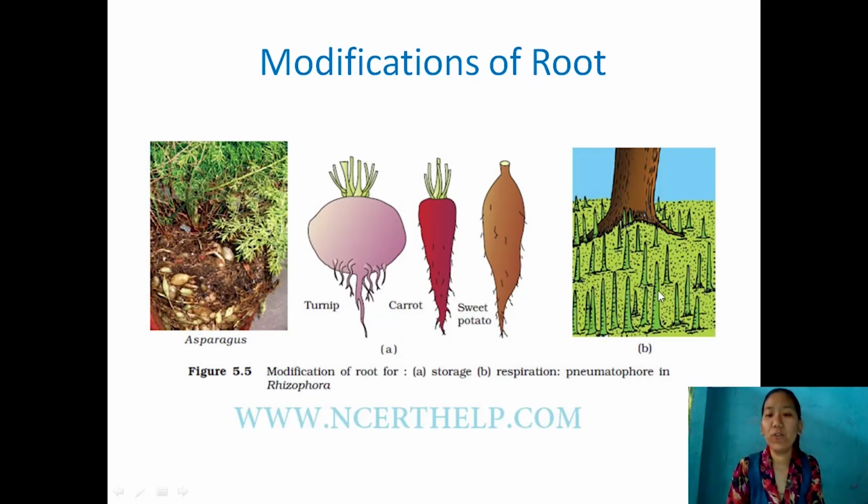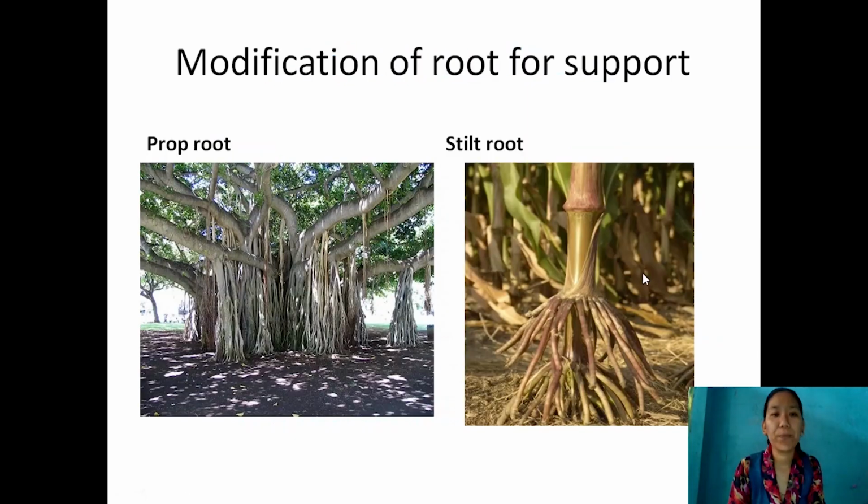So these pneumatophores are negatively geotropic. Usually the roots are positively geotropic. They grow underground, towards the ground. But in this case, pneumatophores grow away from the ground. So that is negatively geotropic.